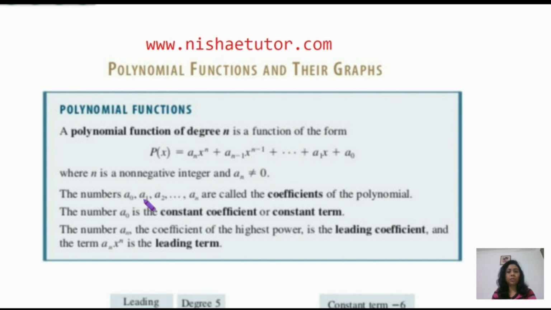The numbers a_0, a_1, a_2, ..., a_n are called the coefficients of the polynomial. These a_(n-1), a_1, a_0 in the middle are also coefficients. The number a_0 is the constant coefficient or constant term. The number a_n, the coefficient of the highest power, is the leading coefficient, and the term a_n x^n is the leading term.